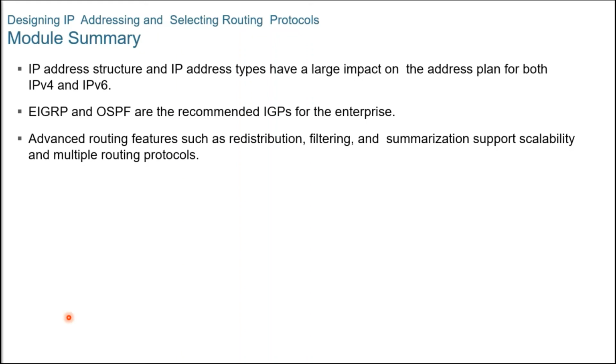Now, let us summarize the module. We've talked about designing IP addressing and selecting routing protocols. IP address structure and IP address types have a large impact on the address plan for both IPv4 and IPv6. EIGRP and OSPF are the recommended IGPs for the enterprise. Advanced routing features such as redistribution, filtering, and summarization support scalability and multiple routing protocols.